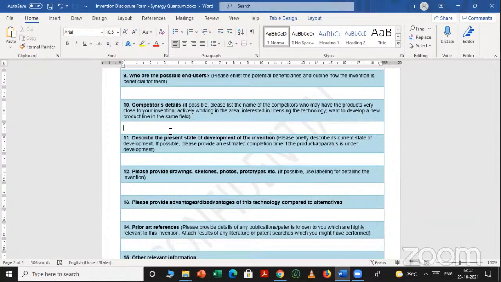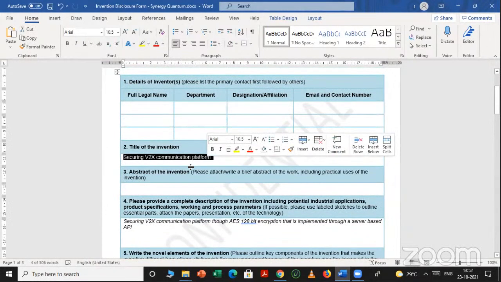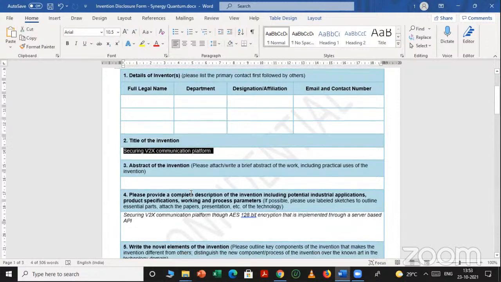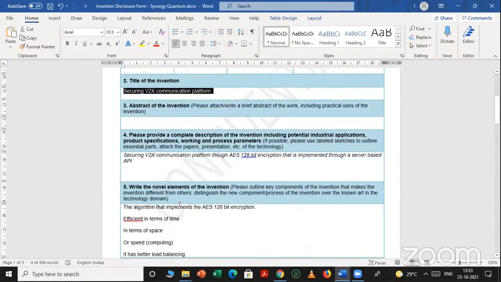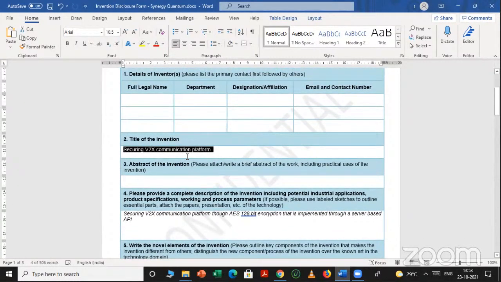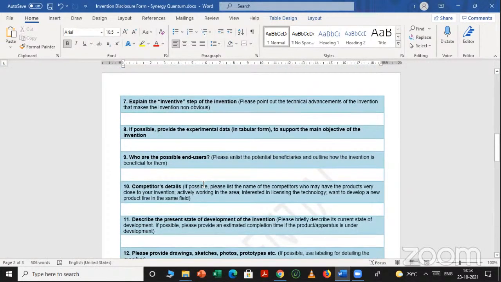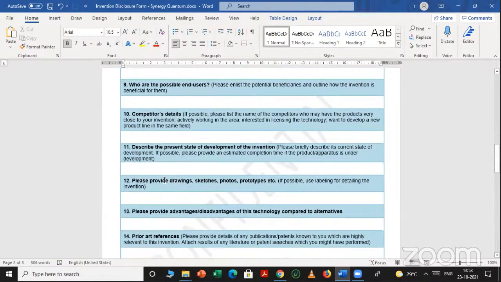algorithm. So for example, suppose a group of researchers at Delhi University are working on securing a V2X communication platform. They have finished 70% or 60% of their research. Means they have developed their communication algorithms and everything, but it is still in the implementation phase. They're testing their data, how efficient it is, is it viable or not. So you have to describe that detail here, the present state of your invention.